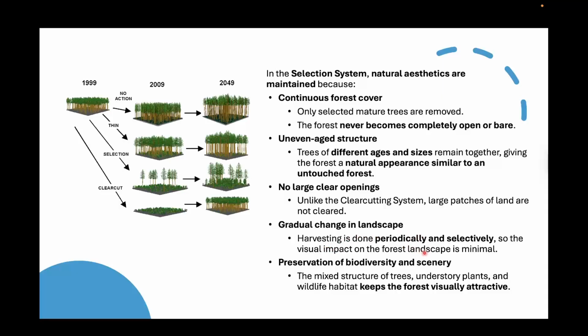Harvesting is done periodically and selectively, so the visual impact on the forest landscape is minimal. And there is also preservation of biodiversity and scenery. The mixed structure of trees, understory plants, the canopy and the overstory, and wildlife habitat keeps the forest visually attractive. That is why in the selection system, natural aesthetics and the nature-like forestry is maintained.